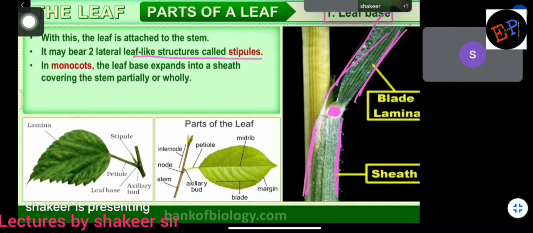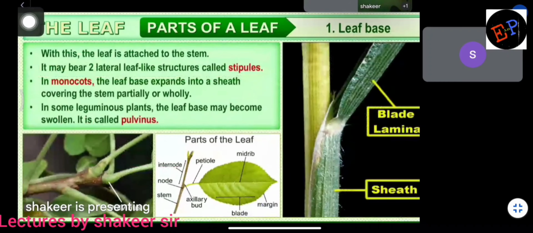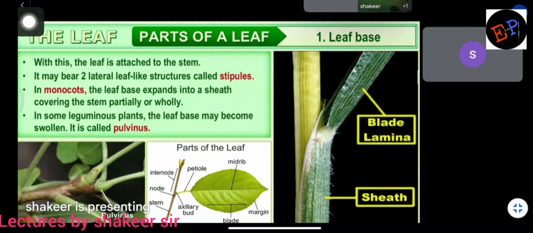In some monocotyledonous plants, the leaf base expands to cover and protect part of the stem of the plant. That is the function of this structure, which you can call a sheath. Next, the leaf base. In some leguminous plants, the leaf base may become swollen, and this swollen part of the leaf base is called the pulvinus. Are you able to understand?